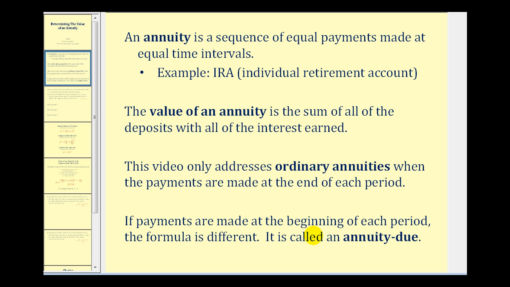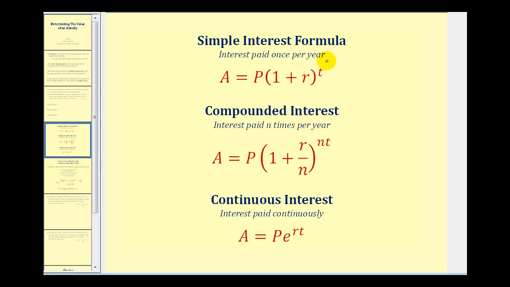If payments are made at the beginning of each period, the formula would be different and is called an annuity due. Before we look at an example, let's review the three basic formulas used to calculate interest. For simple interest, interest is paid once per year. For compounded interest, the interest is paid n times per year. So if it's compounded monthly, n would be 12. Quarterly, n would be 4, and so on. And then for continuous interest, interest is paid continuously.